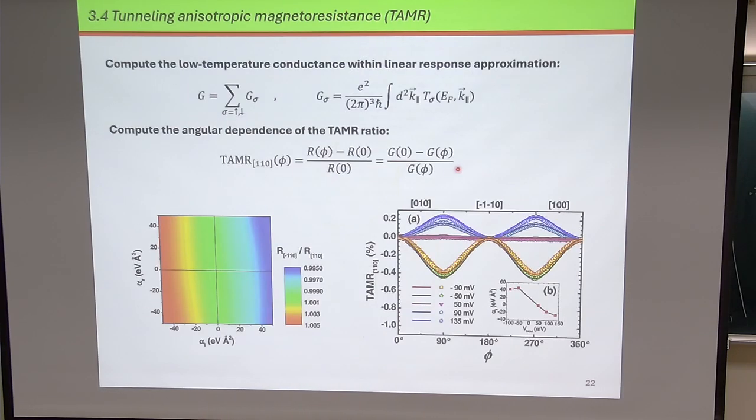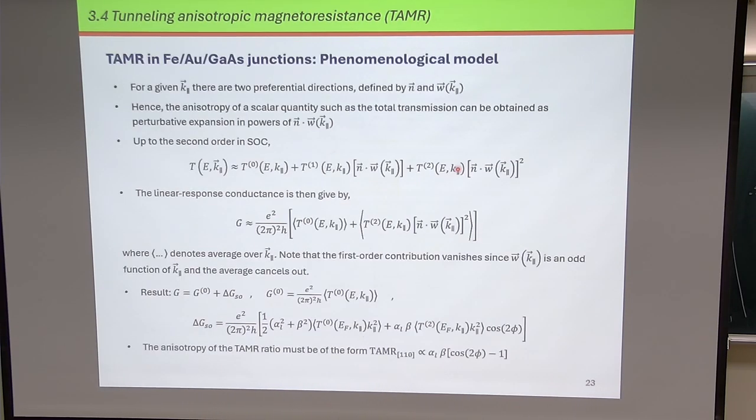Okay, so I will skip the math of this. There is actually a very simple phenomenological model to understand this angular dependence of the tunneling anisotropic magnetoresistance. And this is a very nice method. It's very simple, and it works. I have applied this to semiconductors, magnetic materials, junctions with superconductors, and it always works.